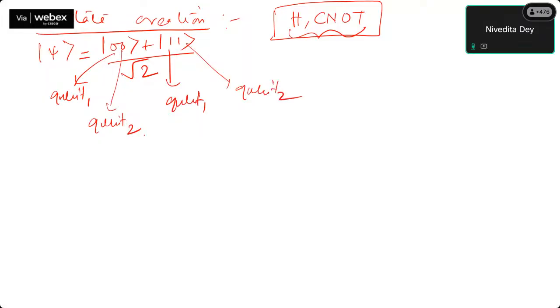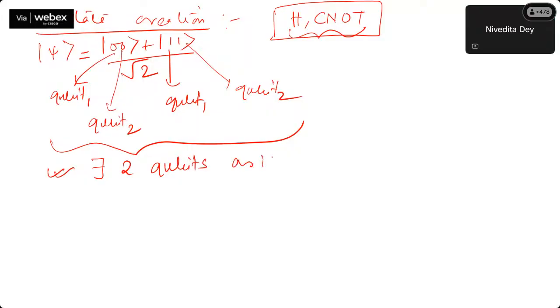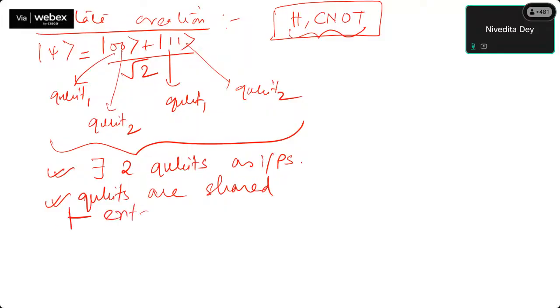So from this configuration, you can understand two things. First, there exist two qubits as inputs. And the second is that on those two qubits, the qubits are shared in order to establish the entanglement between two parties.